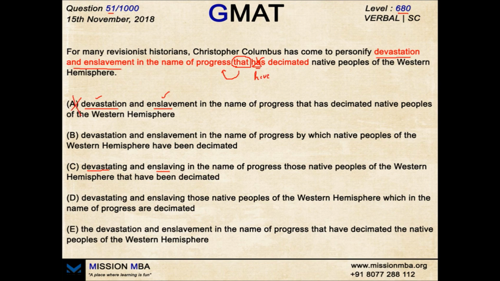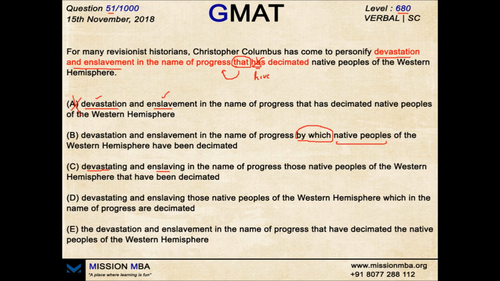Now, the second option uses "devastation and enslavement", which is correct, in the name of progress "by which". Now, read the structure. For many revisionist historians, X comes to personify X and Y in the name of progress by which native peoples of the Western Hemisphere. It seems that these people are doing something, whereas they are doing nothing. Do not go with the passive structure. These kinds of meaning errors appear sometimes.